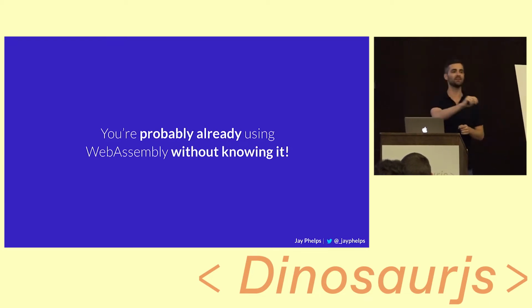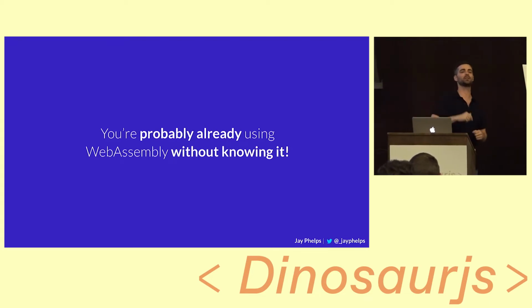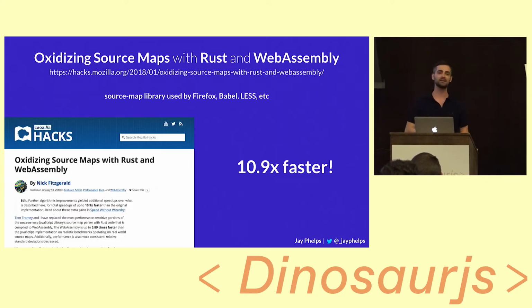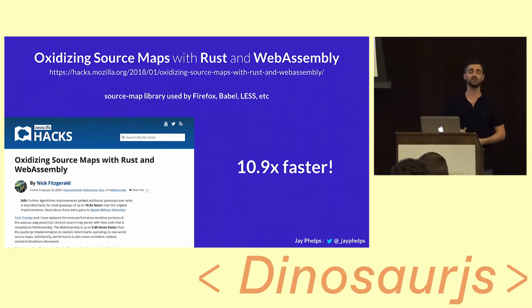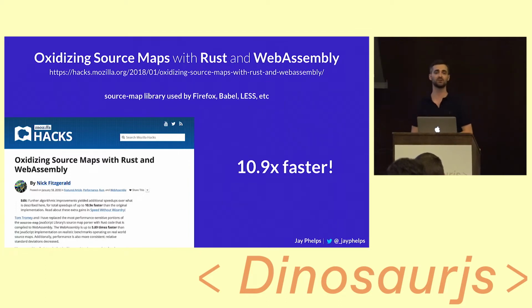Almost every single person in this room is probably already using WebAssembly, and you don't even know it. And that's what's really exciting about this. I'll show you an example here. This is the Mozilla folks. They ported a lot of their code for the source map compilation stuff to Rust. And that Rust then compiles to WebAssembly. And this project is shipping with some of the most popular projects used by our industry.